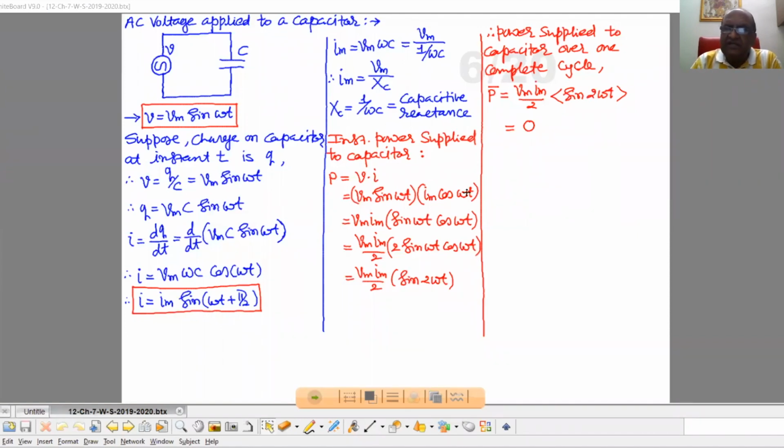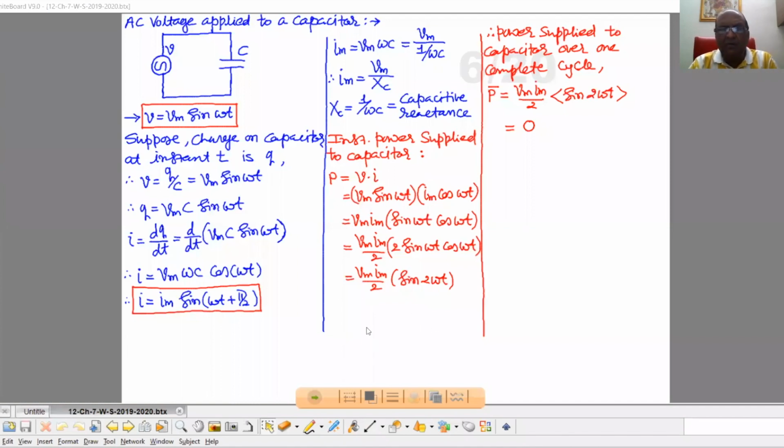Now instantaneous power supplied to the capacitor, power P, is V into I. So Vm sin omega t, Im cos omega t. Then Vm Im sin omega t cos omega t, multiply and divide by 2. So we can write Vm Im by 2 into 2 sin omega t cos omega t. So instantaneous power is Vm Im by 2 into sin 2 omega t. Now this is instantaneous power.